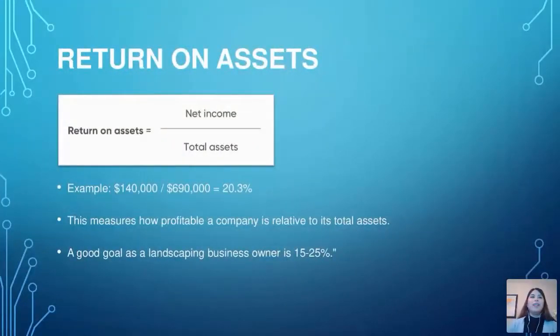Return on assets. Like I said, we have a lot of assets in a landscape company, and so this is also a key ratio to look at. This is your net income divided by your total assets. This measures how profitable a company is relative to its assets. So in this example, we have $140,000 in net income divided by $690,000 in total assets. That gives us 20.3%. A good goal to have within a landscaping business is 15 to 25%.